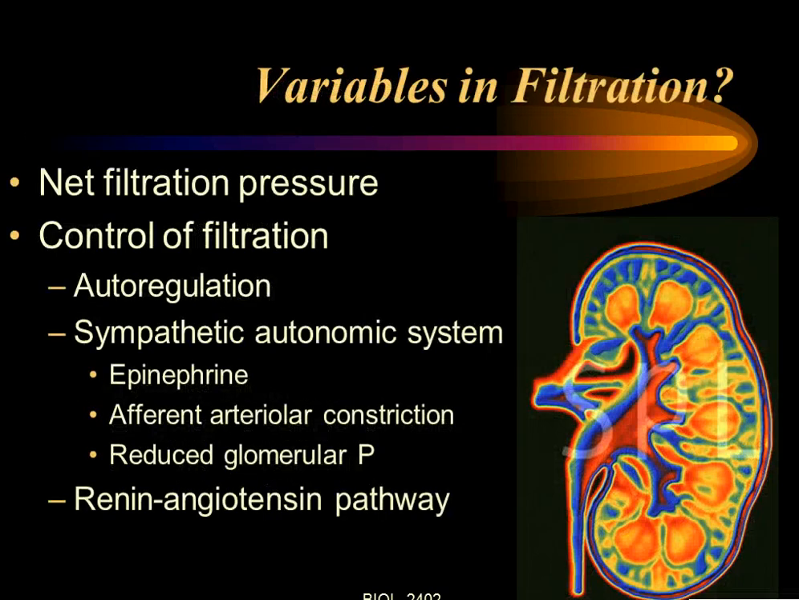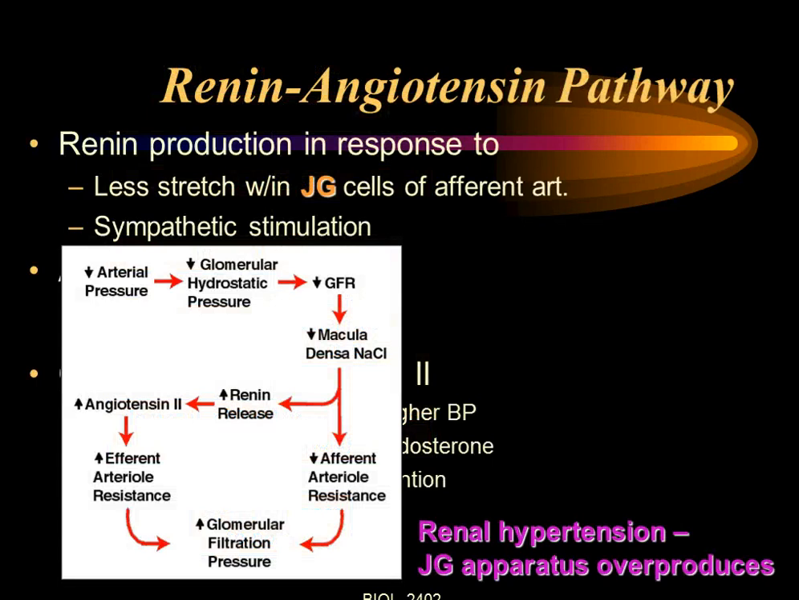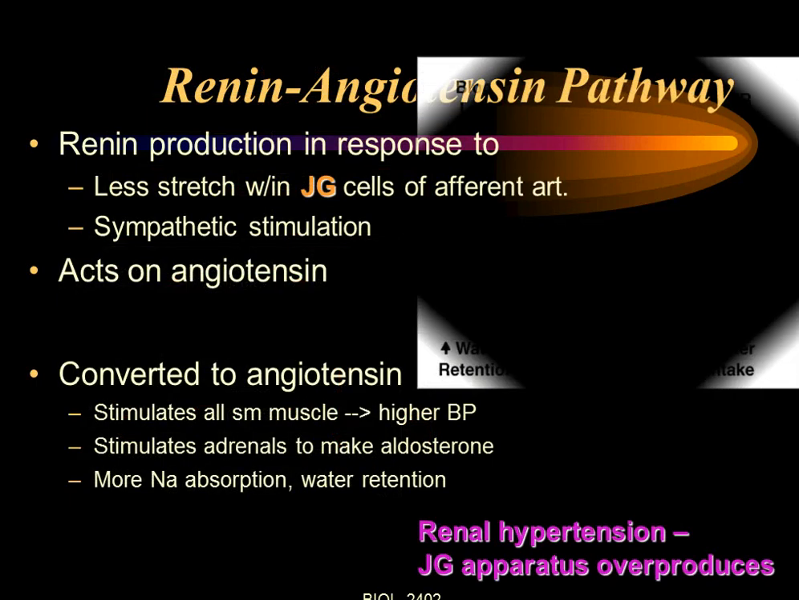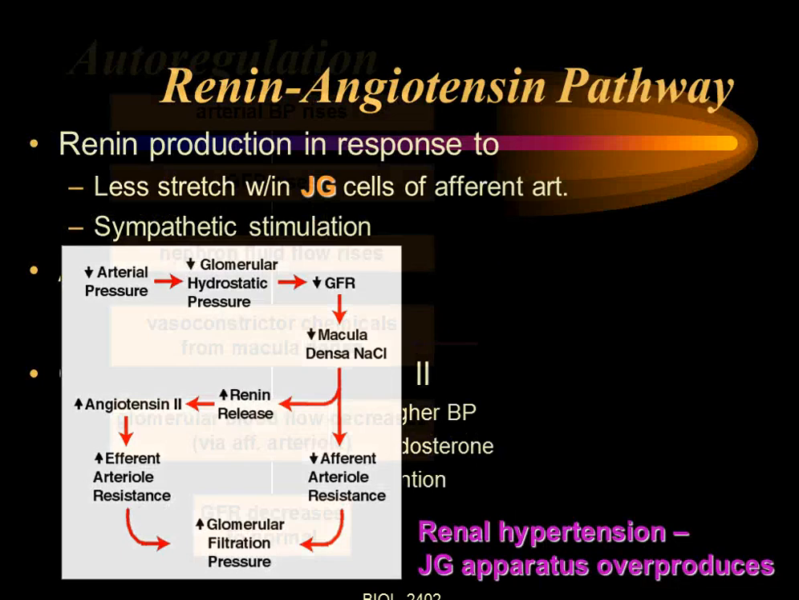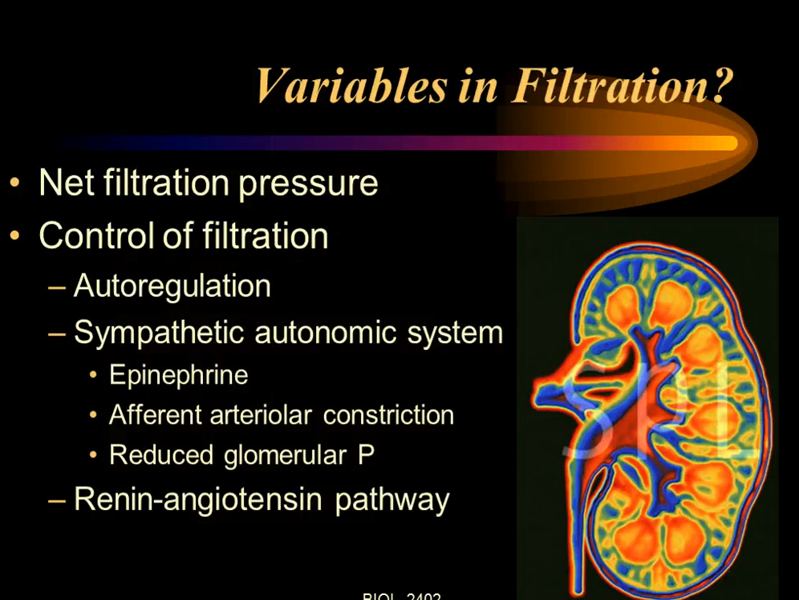Okay, so some things that vary filtration. The first one we just talked about. Now let me get to these other three: autoregulation, the sympathetic autonomic system, and the renin-angiotensin pathway. I think we'll go with sympathetic first. Okay, so that's pretty easy.